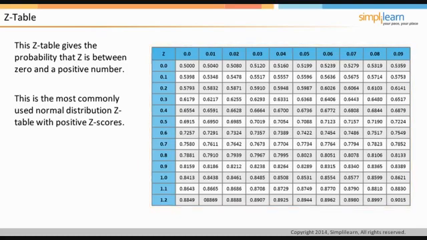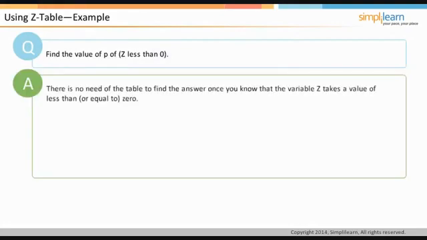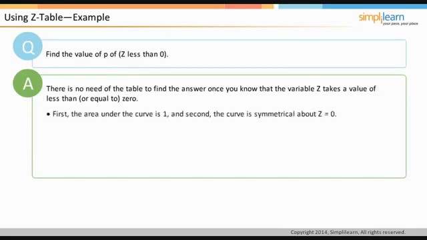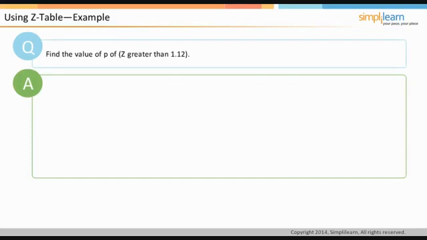Let us look at some examples on how to use a z-table in the following screen. Let us find the value of P of z less than 0. The table is not needed to find the answer once we know that the variable z takes a value less than or equal to 0. First, the area under the curve is 1, and second, the curve is symmetrical about z equals 0. Hence, there is 0.5 or 50% chance above z equals 0 and 0.5 or 50% chance below z equals 0. Let us find the value of P of z greater than 1.12.